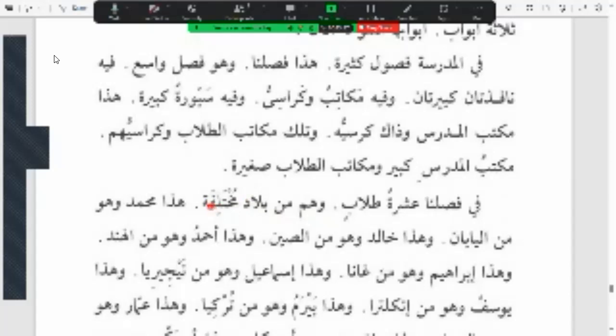Muhtalifa. Why muhtalifa? Ta marbuta, because biladun, highly akl. This is jamu. It becomes mu'annath when it's highly akl. So we put a ta marbuta on the nat. That's why we say muhtalifatin. This is nat manut.